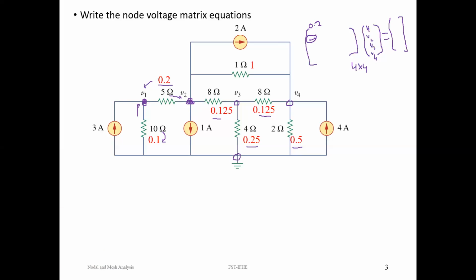You can see the 5 ohm is connected, the 8 ohm is connected, and the 1 ohm is connected. We have to take their conductance values 0.2, 0.125 and 1. So 1 plus 0.2 is 1.2, 1.2 plus 0.125 is 1.325. So we fill up the 2, 2 element as the sum of all the conductances connected to node 2. Similarly for node 3, add all the conductances, 0.125 plus 0.125 plus 0.25. Coming to the fourth node, sum up all the conductances connected to node 4: 1, plus 0.125, plus 0.5, that is 1.625. In this way, we can fill up all the diagonal elements.